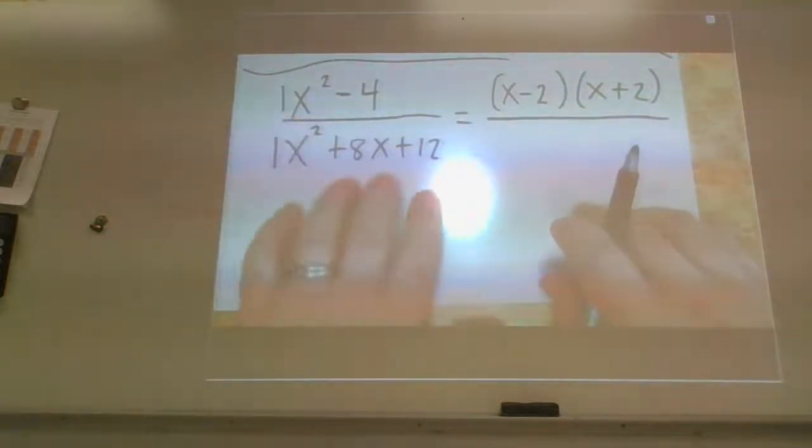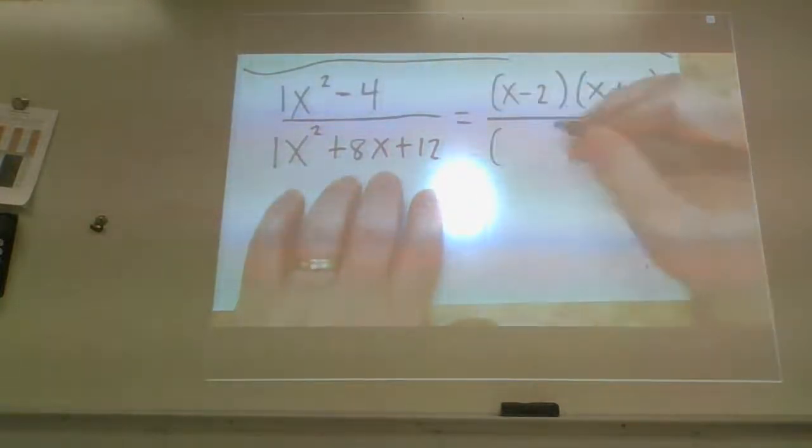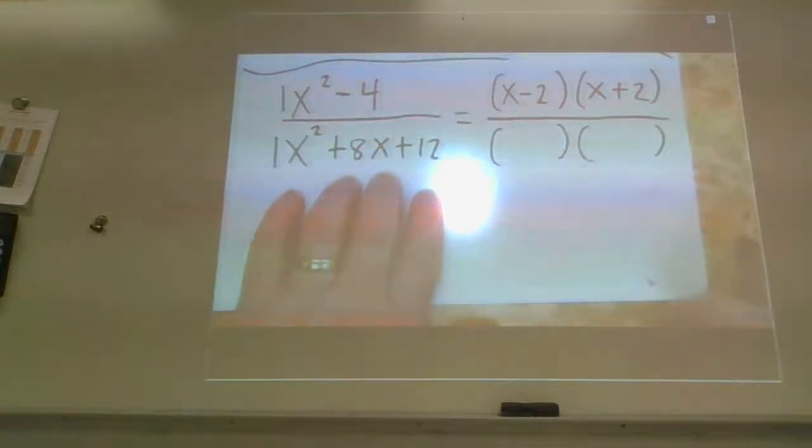Looking at the bottom of the fraction, I can do the same thing. Can you give me 2 numbers that multiply to 12 but also add up to 8? Give me any 2 numbers that multiply to 12. 2 and 6. Yeah, you can say 3 and 4, but sorry, 3 and 4 add up to 7. It's got to be 2 and 6 in this case. X plus 2, X plus 6.